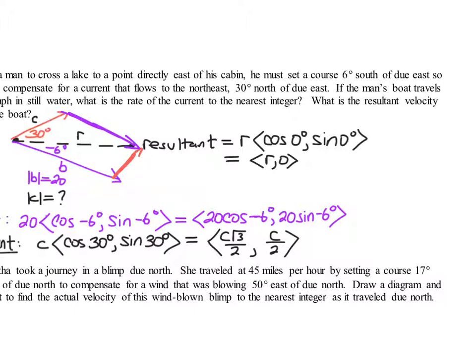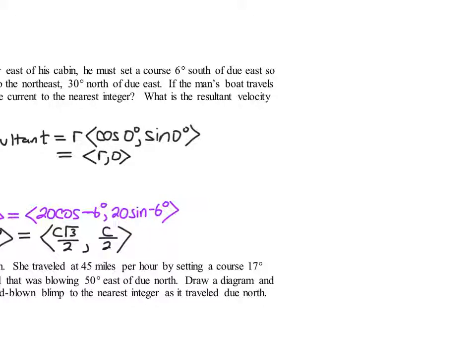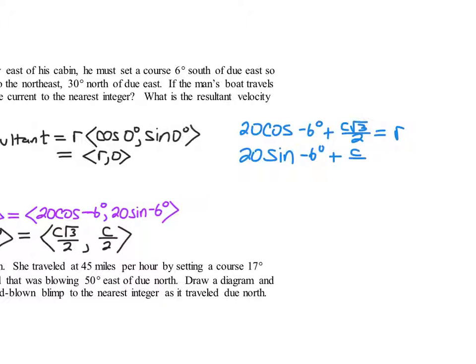So we're essentially going to get a system of equations here. So 20 cosine negative 6. I'm going to go blue for those keeping score at home. 20 cosine negative 6 degrees plus C radical 3 over 2 should be equal to R. All right, equation with two variables, that's fun. The other one's not as bad. We have 20 sine negative 6 degrees plus C over 2. And that's going to be equal to 0.